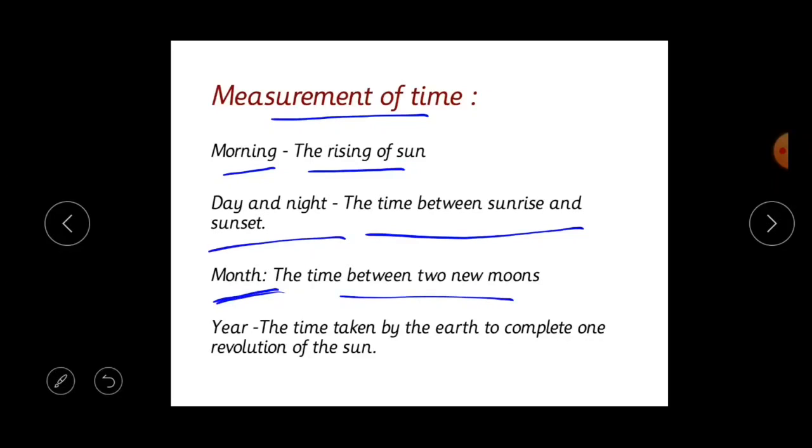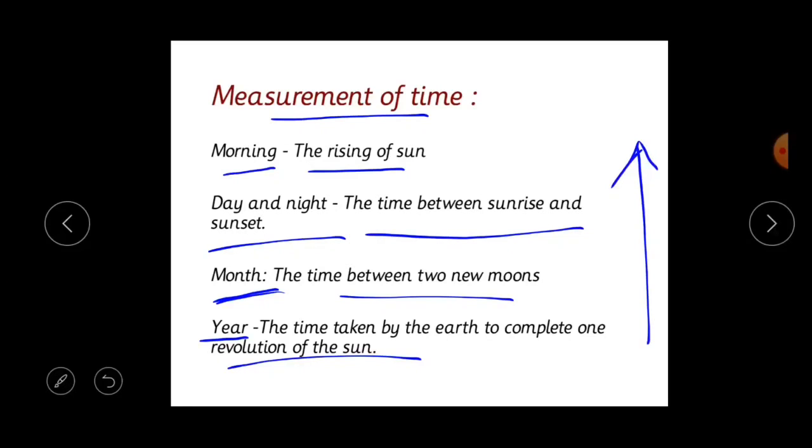Next, a year was fixed as the time taken by the earth to complete one revolution of the sun. So that will be considered as a year. At that time they did not have calendars like us. They did not have wall clocks and watches like us. So at that time, our ancestors used to measure the time like this.